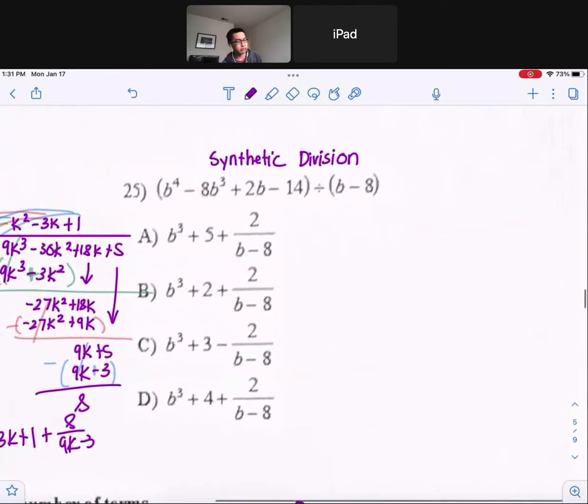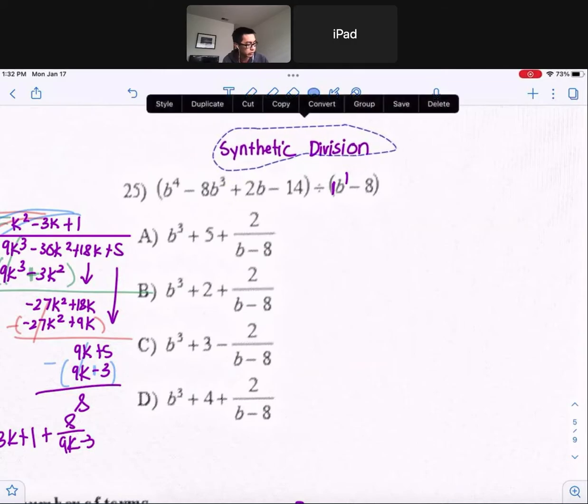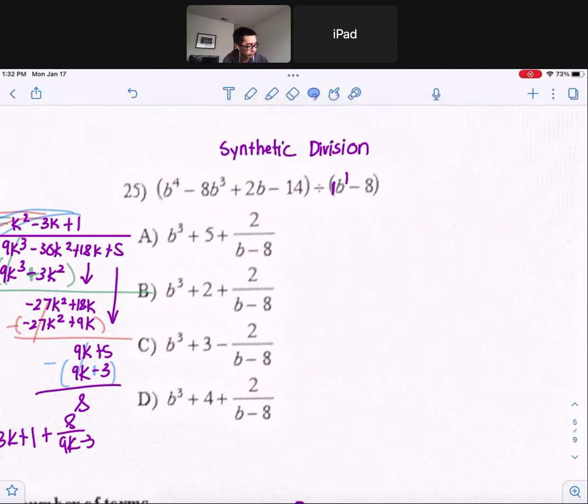Now, if your divisor has a coefficient of 1 and a power of 1, then you can do synthetic division. The only thing about synthetic division is to make sure all of the powers are here. We are missing b to the second power, so we have to add a coefficient of 0 there. So write the opposite of this number, and then write down all of these coefficients: 1, -8, 0, 2, and -14.